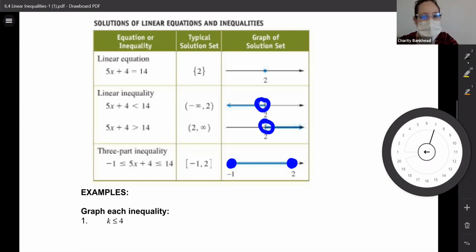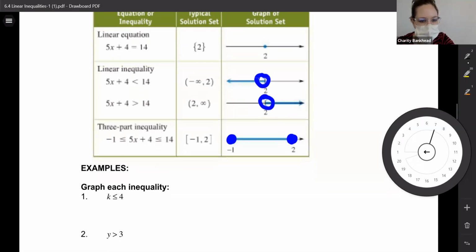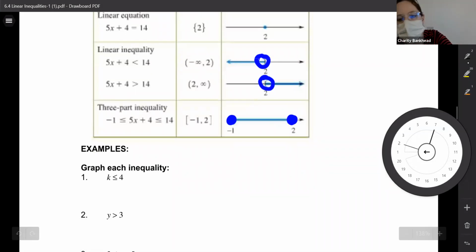Okay, so this is kind of showing a comparison. For a linear equation, you have one solution, so if you put that on a number line, it's just a dot. Whereas with a linear inequality, you have an entire interval of solutions. So let's go ahead and do example number 1.